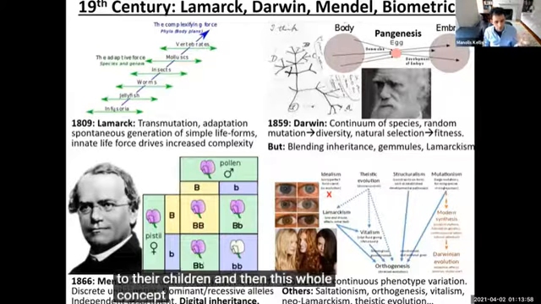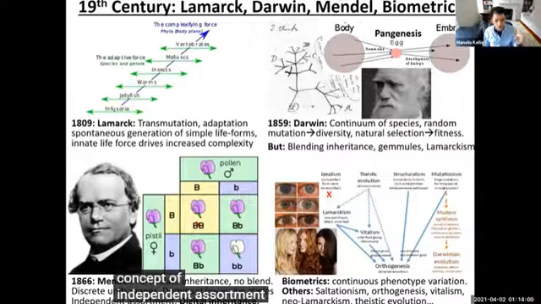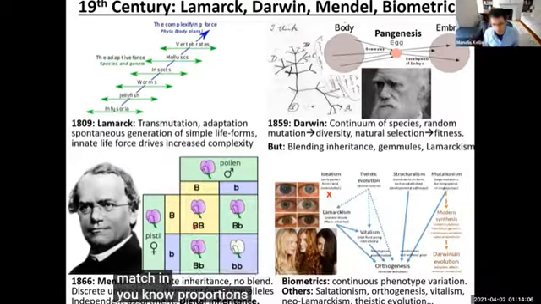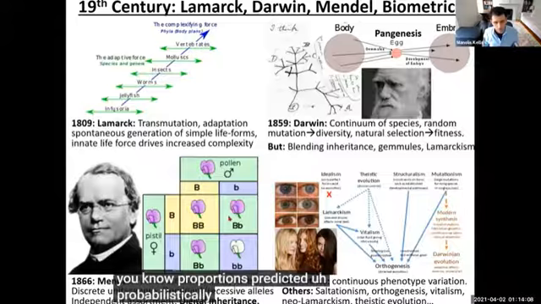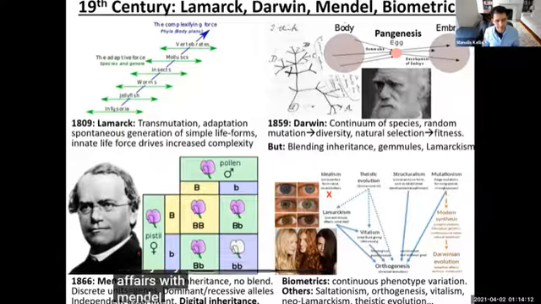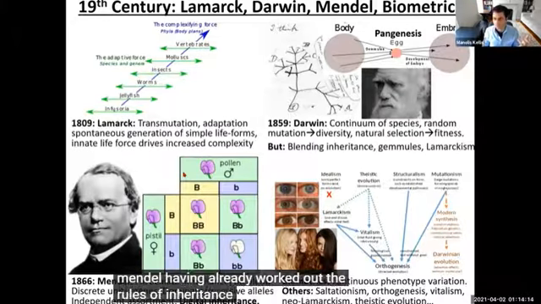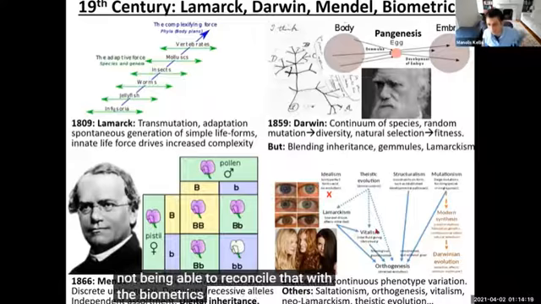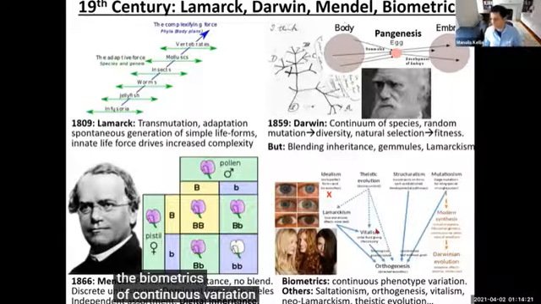And then there was this whole concept of independent assortment of discrete loci that would mix and match in proportions predicted probabilistically. So anyway, this was the state of affairs, with Mendel having already worked out the rules of inheritance, but not being able to reconcile that with the biometrics of continuous variation.